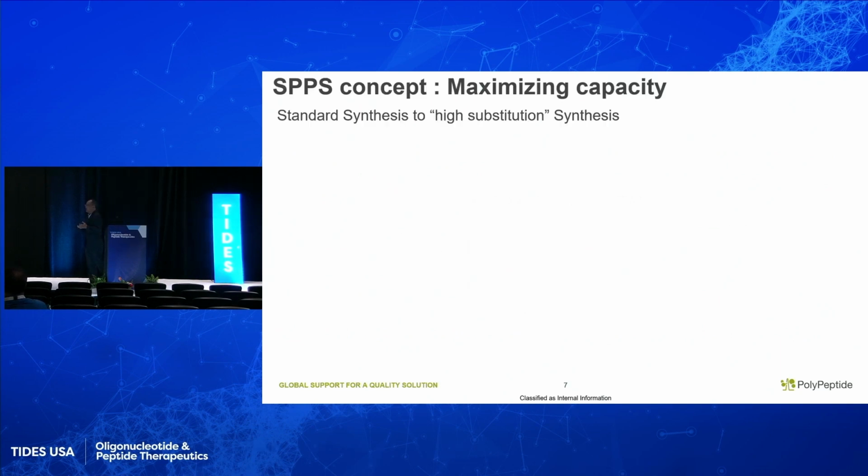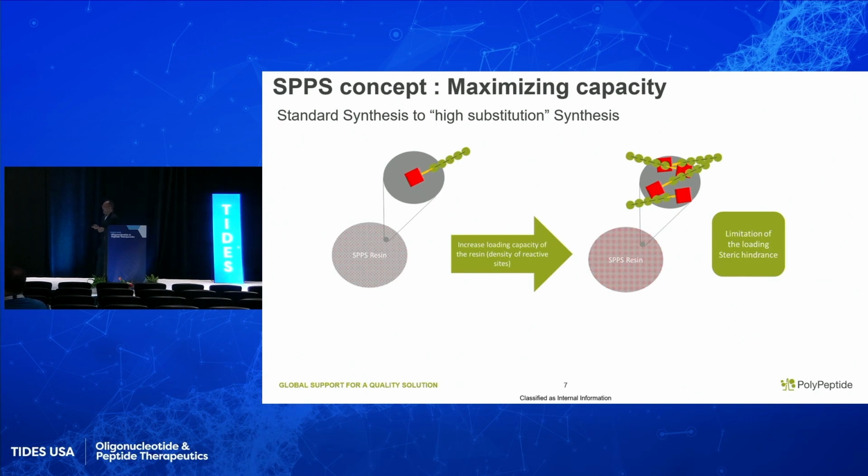Now a little bit of background. Just want to test the pointer. On your left-hand side, with the traditional low substitution resin, you have a lower number of peptide chains growing from the resin. As you increase the substitution beyond a certain point, you do not get high quality peptide, because the peptide chains run into each other and aggregate.